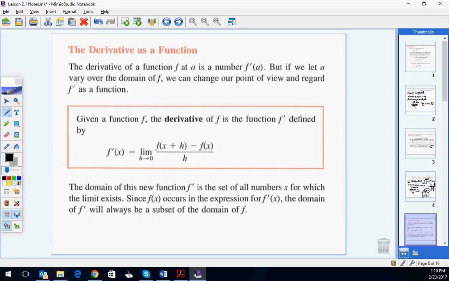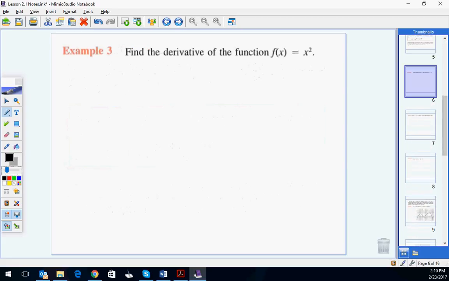Okay. All right, so let's get going. Find the derivative of the function x squared. Pretty simple one. Just go ahead and try that really quickly. I'll write it here while you're doing it. I'm just staying with h today.